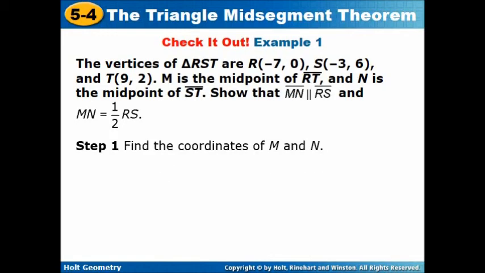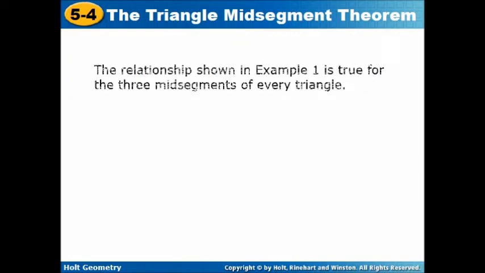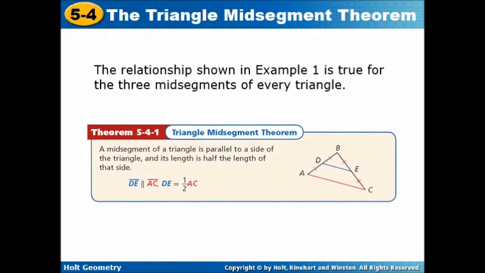Now show the following in your notes on your own. Based upon the previous two examples, you should be able to see that a midsegment is always parallel to its corresponding side, and that midsegments are 1/2 the length of their corresponding sides. This gives rise to the triangle midsegment theorem, which is theorem 5-4-1. And I would like you to write this on the bottom of the first page of the skeletal outline where it says theorem 5-4-1.